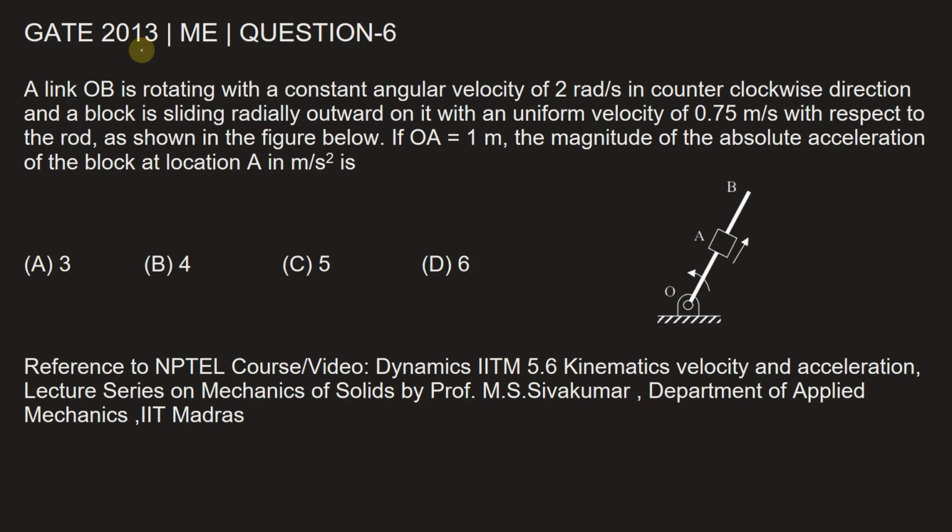This question is from GATE 2013, Mechanical Engineering paper, question number 6. A link OB is rotating with a constant angular velocity of 2 radians per second in counterclockwise direction, and a block is sliding radially outward on it with a uniform velocity of 0.75 meter per second with respect to the rod, as shown in this figure. If OA is equal to 1 meter, the magnitude of absolute acceleration of the block at location capital A in meter per second square is.